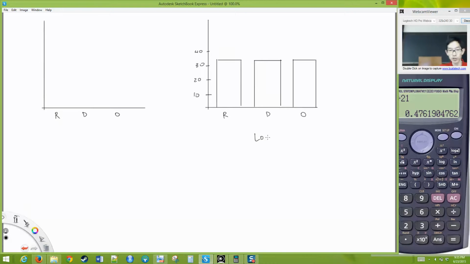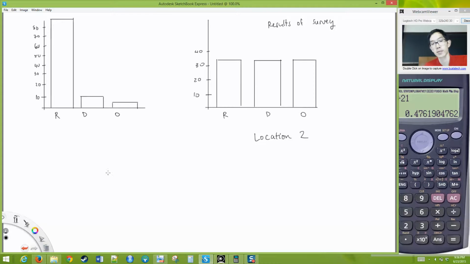So this will be location 2. This is the results of our survey. Okay, and then the other place we asked, are you Republican, Democrat, or other? And this is what we get. Okay. This is location 1.